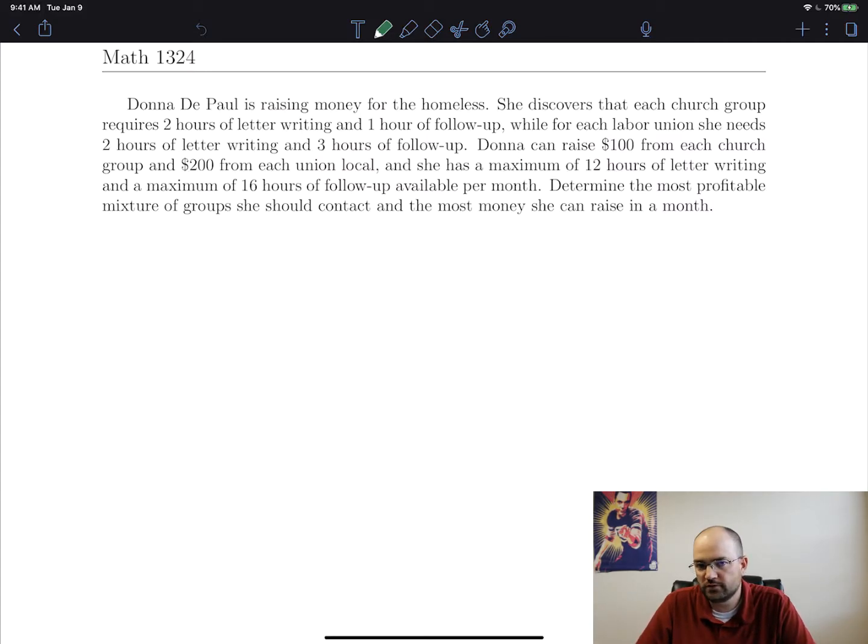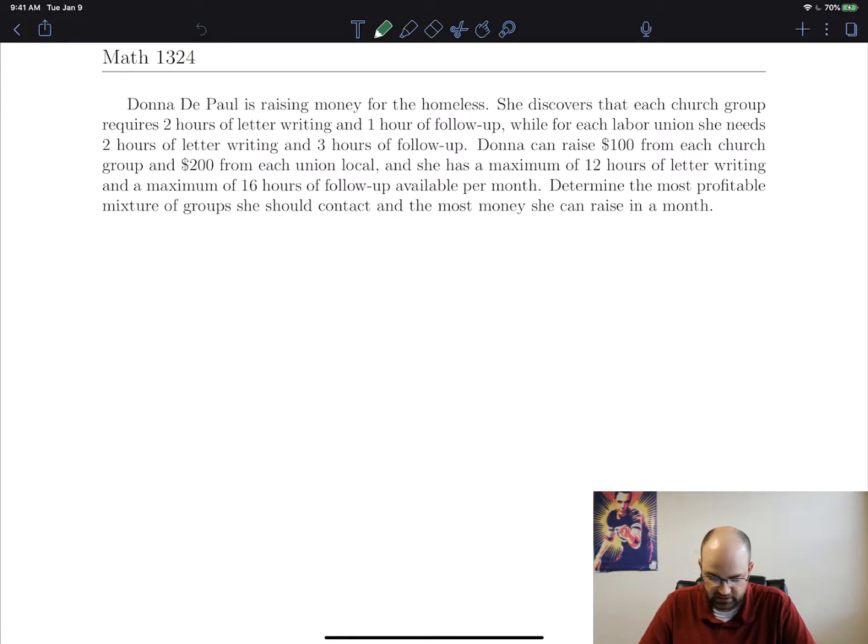This is Chapter 4, Section 2, Example 4, I believe. In this example, we have just a question. It says, Donna DePaul is raising money, not raiding money, for the homeless.